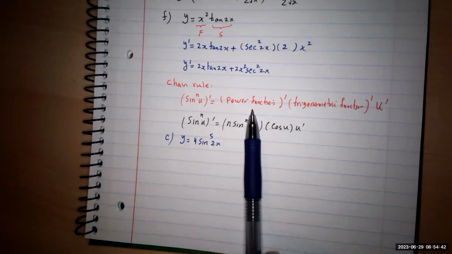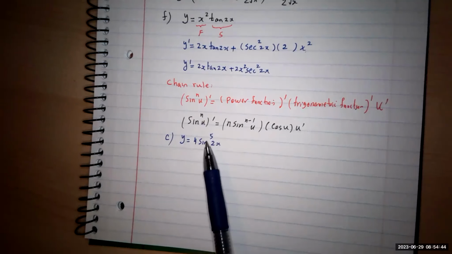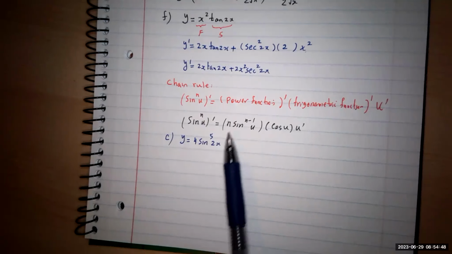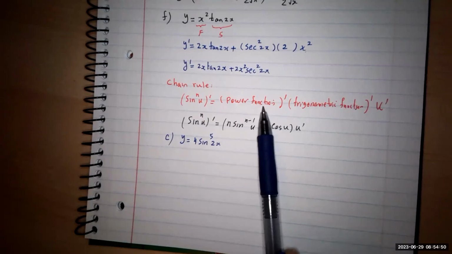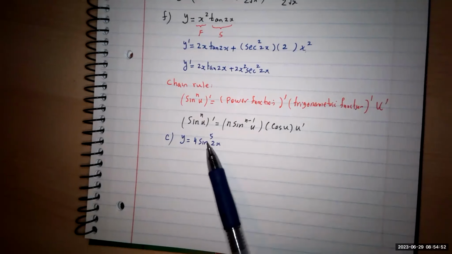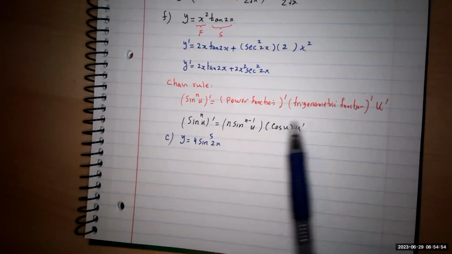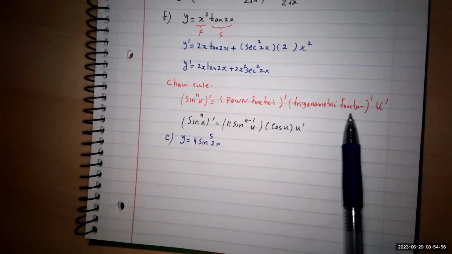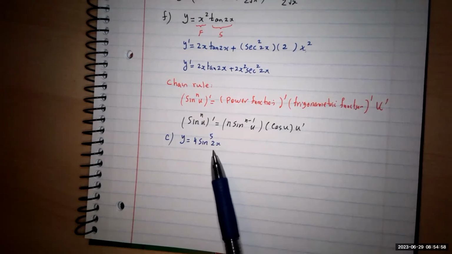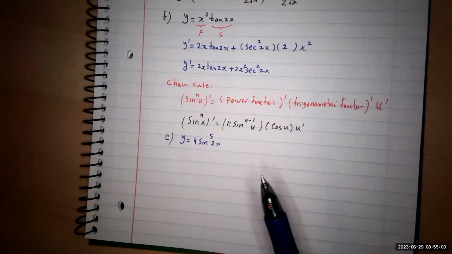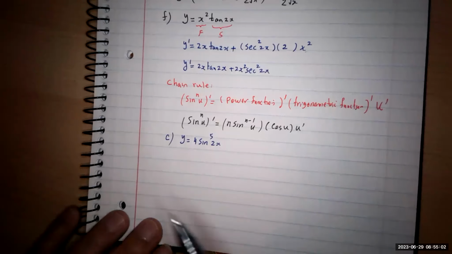Power function. Power is 5, bring it down. 5 sine to the 4th of the 2x. That's a power function. Trig function: it's a sine, change it to the cosine of the 2x. Times u prime, derivative of the inside, derivative of 2x, 2. You see, that's it. The product of these three functions.